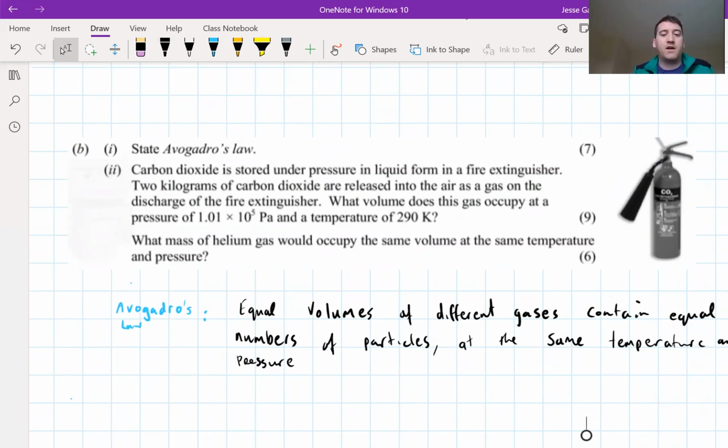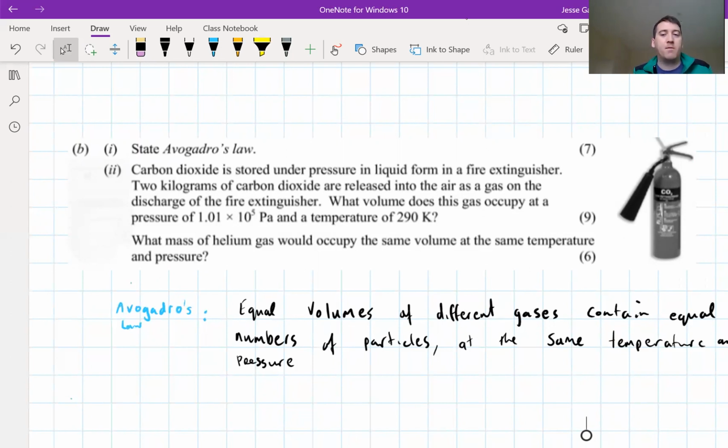Okay, so hopefully you've had a read of it. Have you got any ideas about how you might solve this? Pause the video and have a little discussion in your mind. How would we solve this? Pause the video. Okay, hopefully you're thinking, I could use PV equals nRT. Now, if you weren't thinking that, I want you to pause the video and think, can I use PV equals nRT to solve this? Pause the video and think.